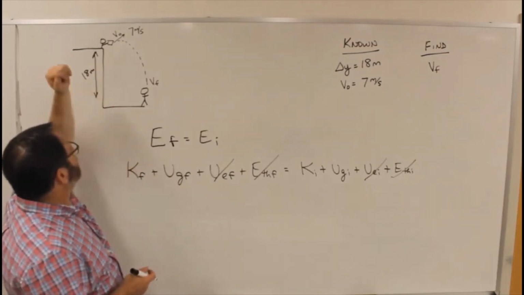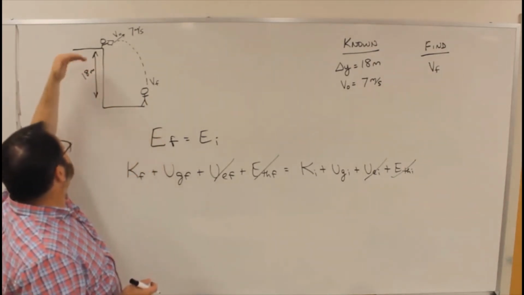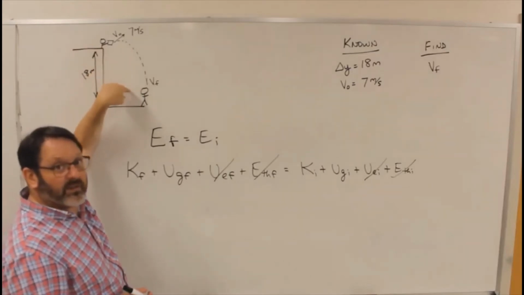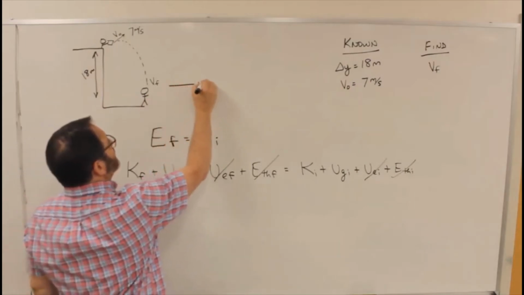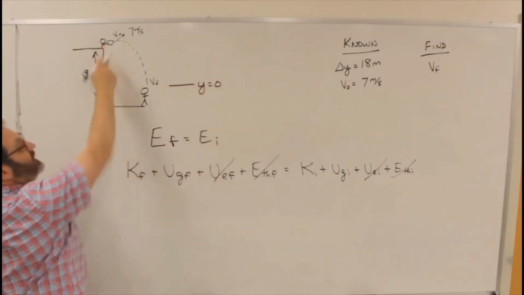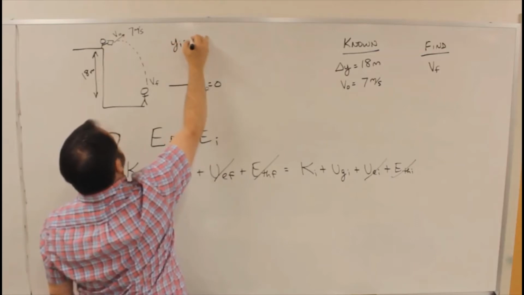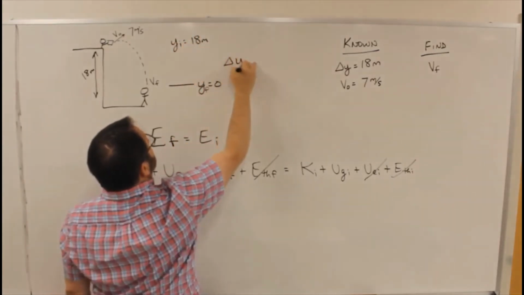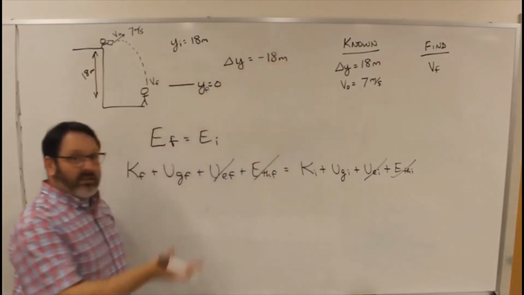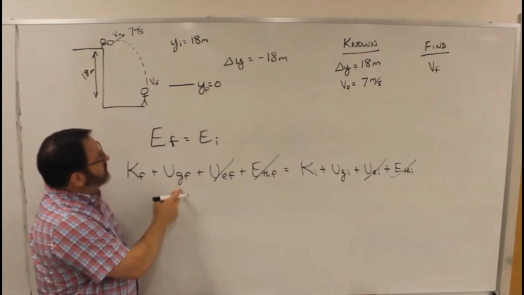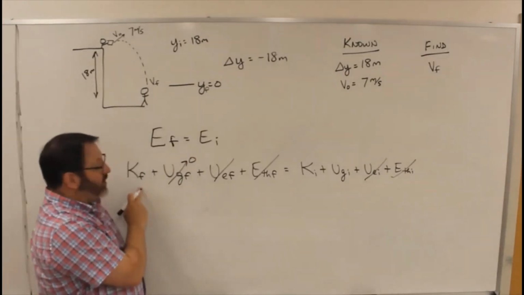Gravitational. We can choose where we want to set gravitational potential energy equal to 0, right? I want to set it down here equal to 0 because this is the lowest point the brick will reach. So if I say this is my y equals 0 and then 18 meters up is my initial, so that's y final. Y initial is 18 meters and then delta y is negative 18 meters. That makes the gravitational final equal to 0. So at the final position, there is only kinetic energy.